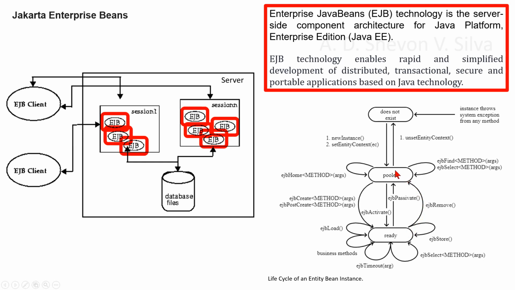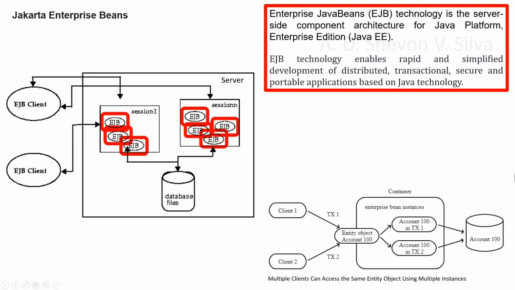and pooled is connected to does not exist via one here unset entity context method. Here you can see multiple clients access the same entity object using multiple instances.